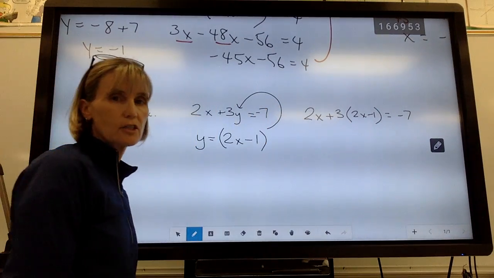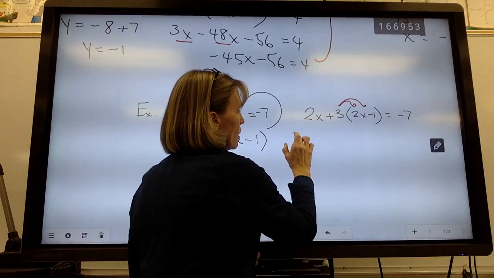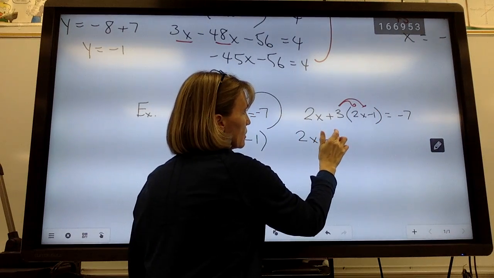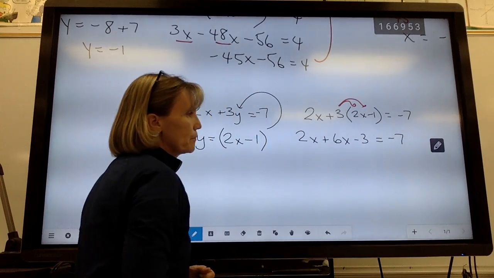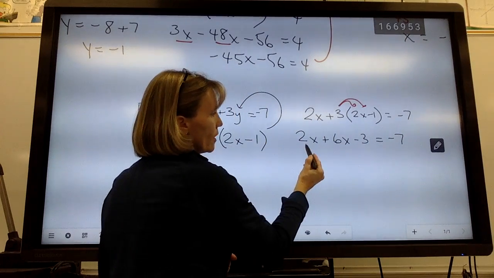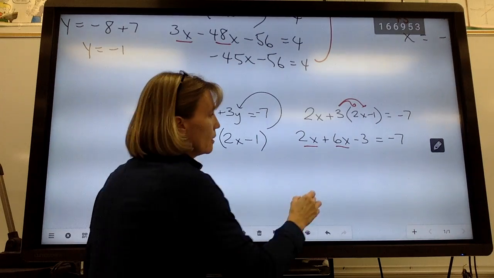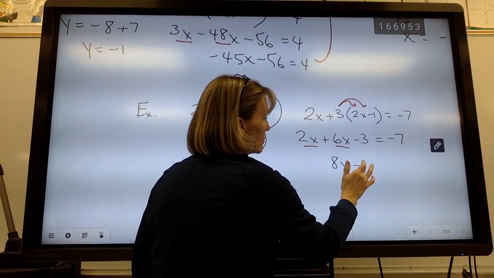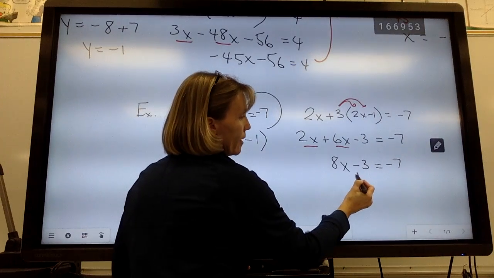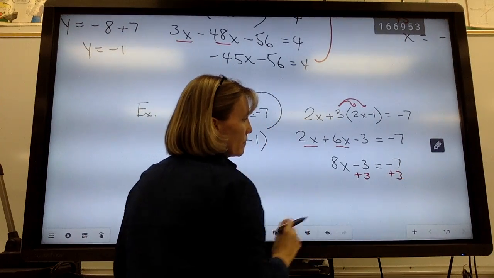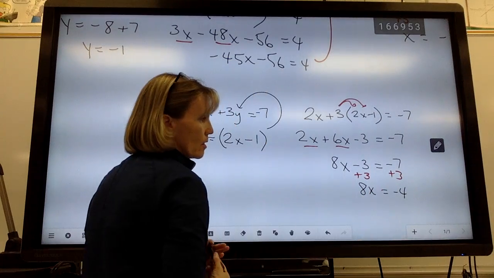Okay, now I'm going to go ahead and solve that. So I'm going to want to distribute here. I would get 2x plus 6x minus 3 equals negative 7. 2x plus 6x are on the same side of the equation, so they can be combined. That's a total of 8x. I'm going to add 3 to both sides. So 8x equals negative 4.